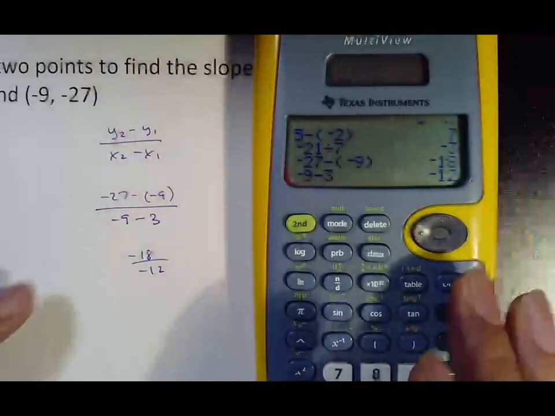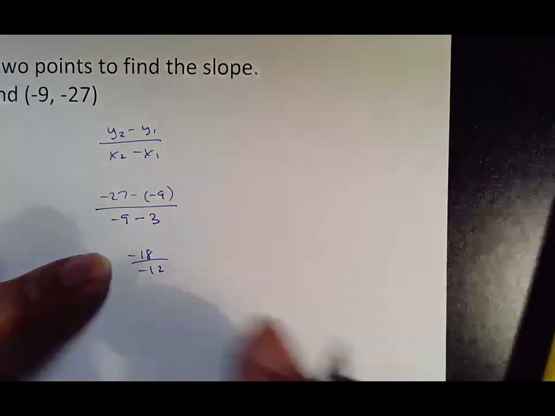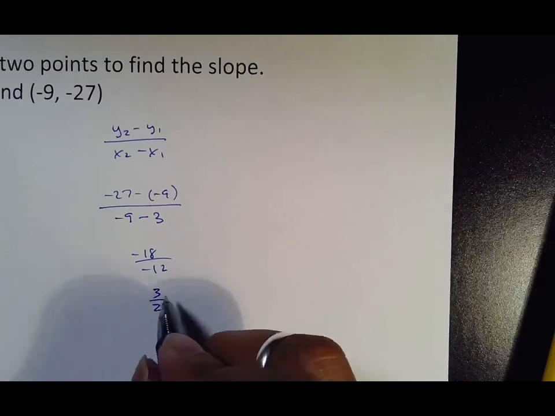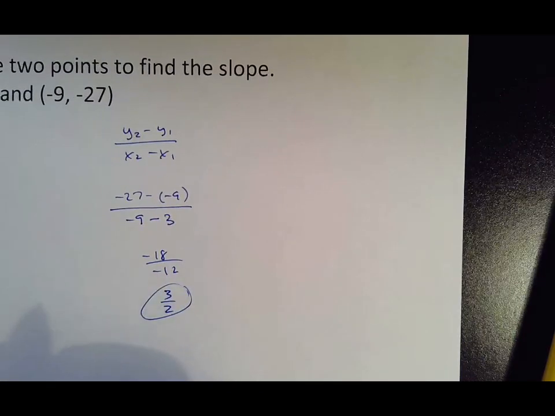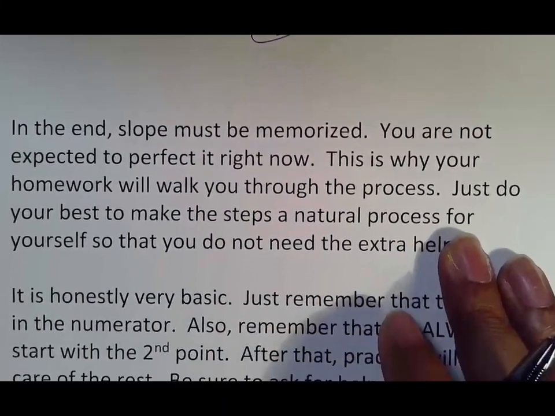And if you don't know what -18 over -12 is, I've even taught you how to do that on this calculator. And so you can do that as well, getting the answer of 3/2. So again, looking at all this, this is what's going on. In the end, just remember that slope has to be memorized.